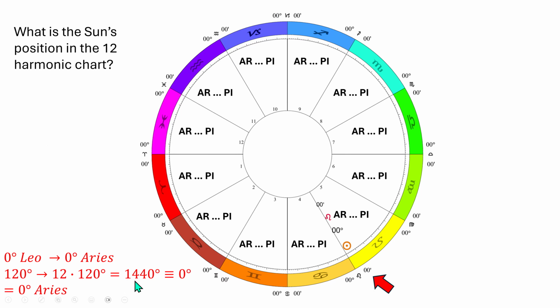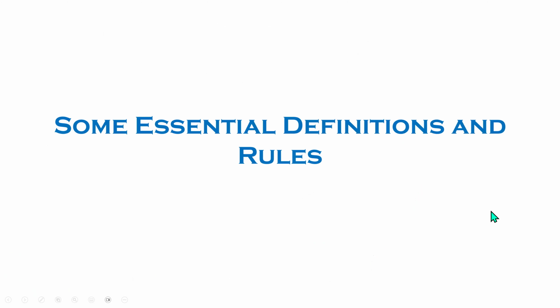If I divide 360 degrees into this, or 360 into this, it goes an even number of times with 0 remainder. So this is equivalent to 0 degrees, which is, of course, 0 degrees Aries.